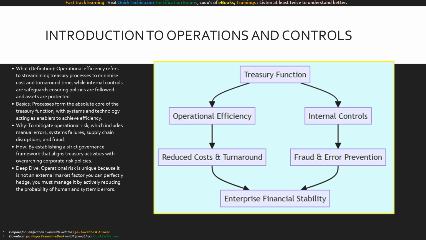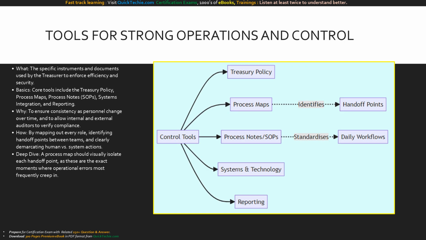You cannot achieve true stability by only focusing on speed. You must equally prioritize the control mechanisms that protect the firm's assets. Moving on, how do we practically enforce these concepts? We use a specific set of tools. What are they? The arsenal includes the Treasury policy, process maps, standard operating procedures, or process notes, and automated reporting.